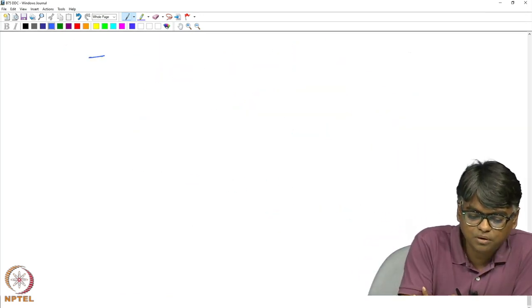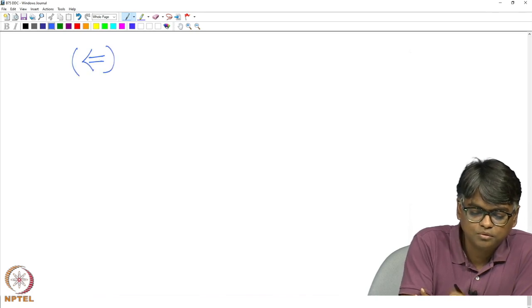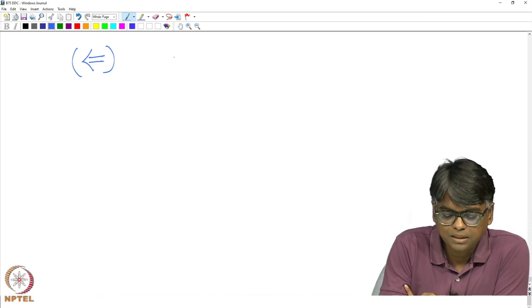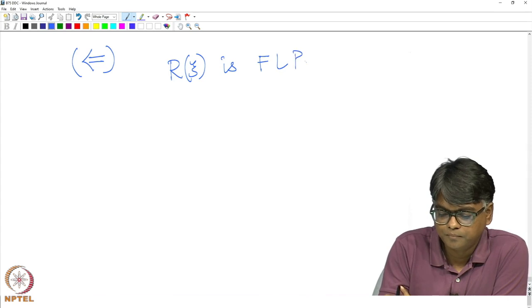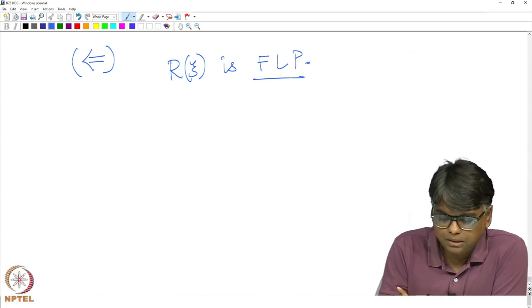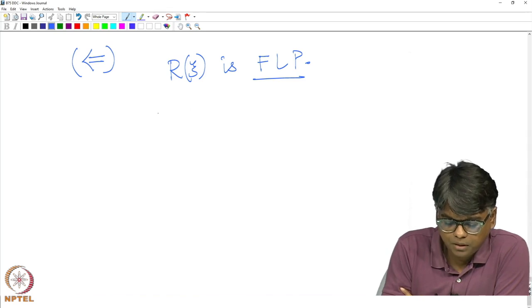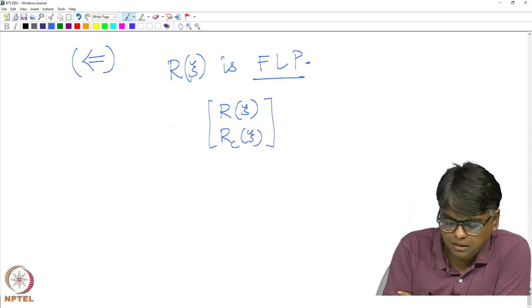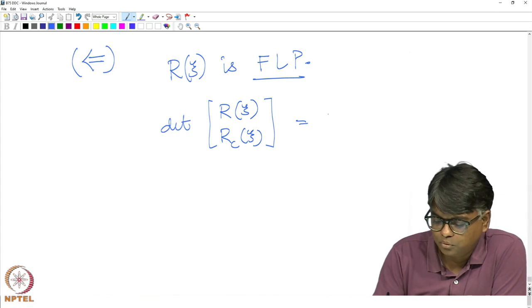The other direction is what we need to show. Controllability implies that arbitrary pole placement is possible. So we start with R xi, and we assume that it is factor left prime because it is controllable. Once again I need to add this RC xi below, so that this determinant is equal to the given f psi.